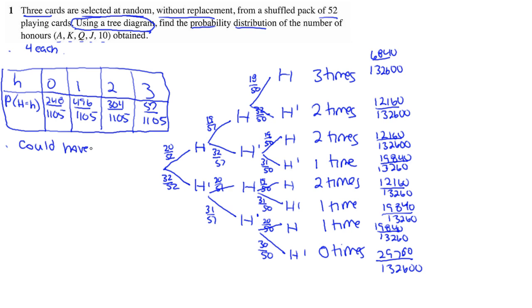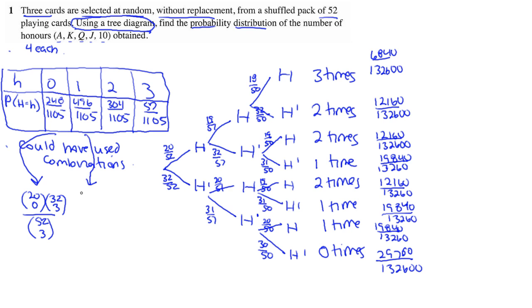And here's what I want to tell you. If they had not told me to make a probability tree, I probably wouldn't have done it that way. I mean, the tree was kind of a pain, and my guess is they're wanting to find out if we can do a tree. You could do this using combinations. If I'm going to select 0 out of the 20 honors, and then I'm going to select 3 out of the 32 non-honors, and divide that by 52 choose 3, well, I could get the same fraction that I got above here.